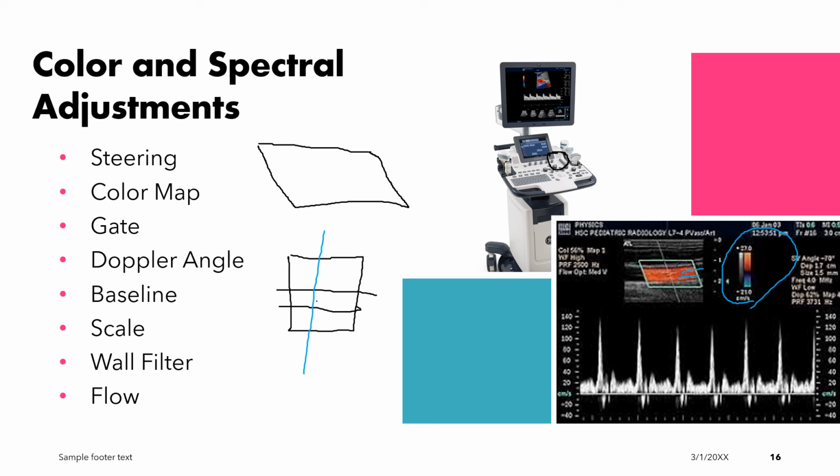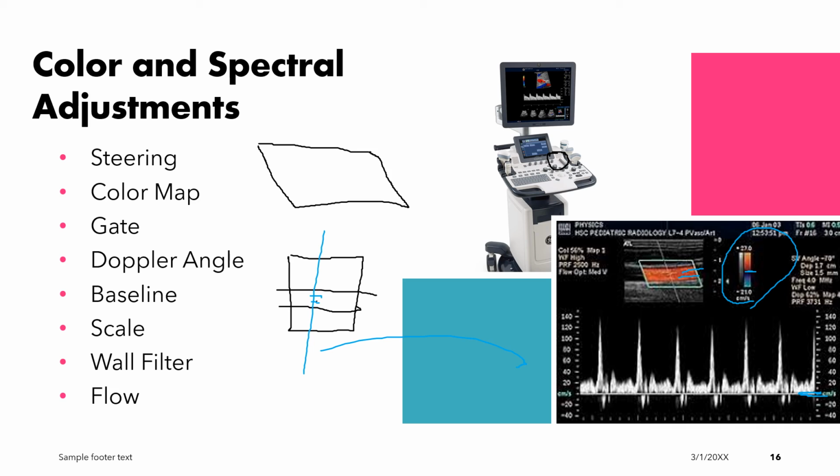So when we run our spectral line down there and we set our gate in the center of our vessel, we have the ability to open that gate to make it wider or narrow it to make it narrower, and just realize whatever Doppler shifts we're looking for with our spectral is going to be read from that particular gate. Our baseline of color is right here. Our baseline of our spectral is right here.